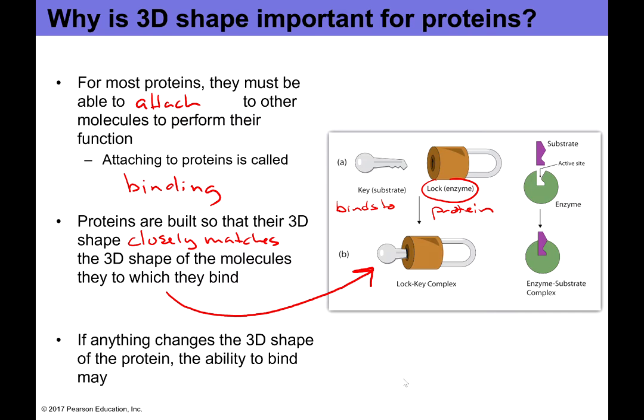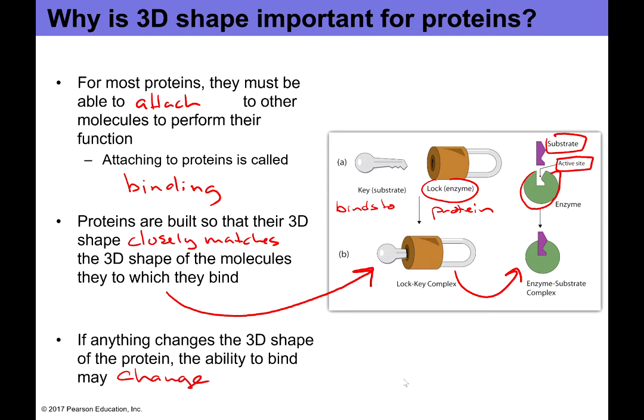So switching that metaphor over to something that looks kind of like an enzyme. Here we have an enzyme in green. It has what's called an active site, which is where the molecule that it binds to will actually attach. The substrate is the thing that it attaches to. And you can see that that active site is perfectly shaped to allow that purple molecule to bind. And if anything changes the three-dimensional shape, the ability to bind may change.